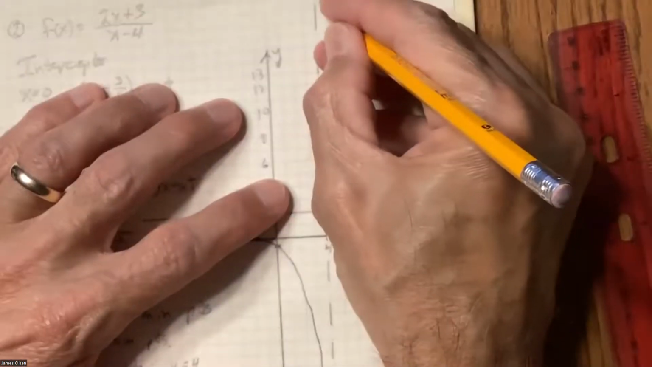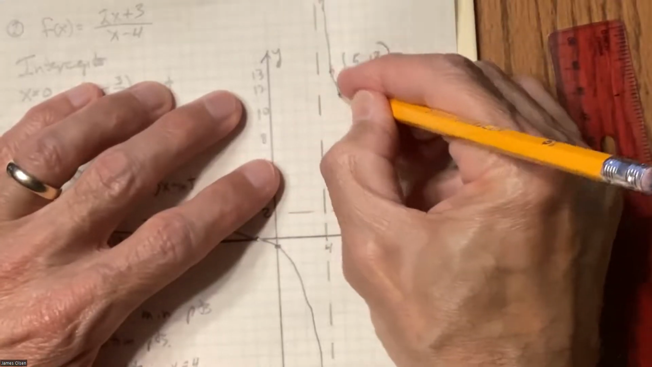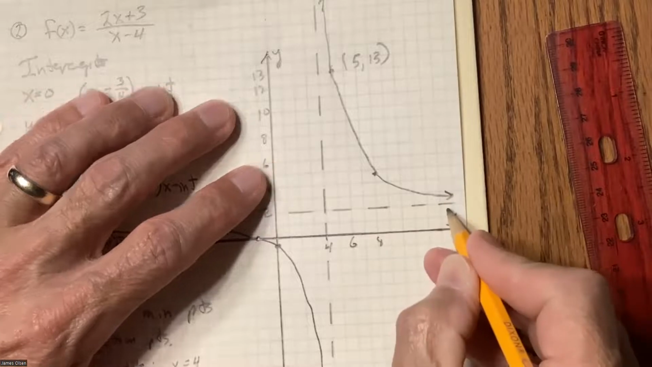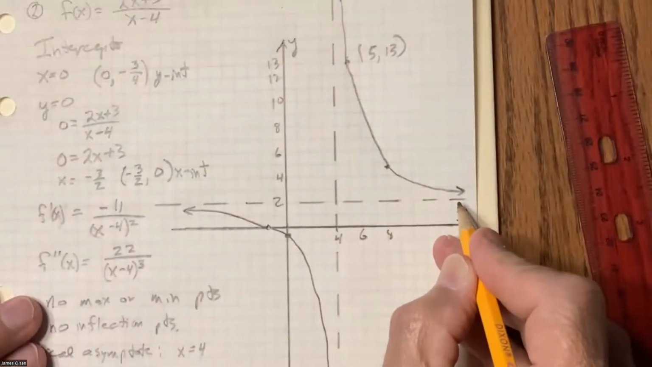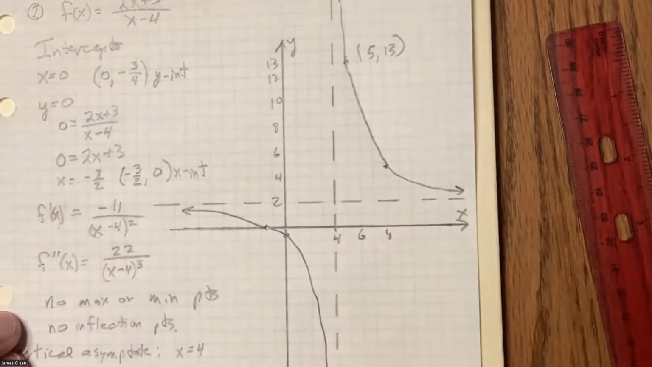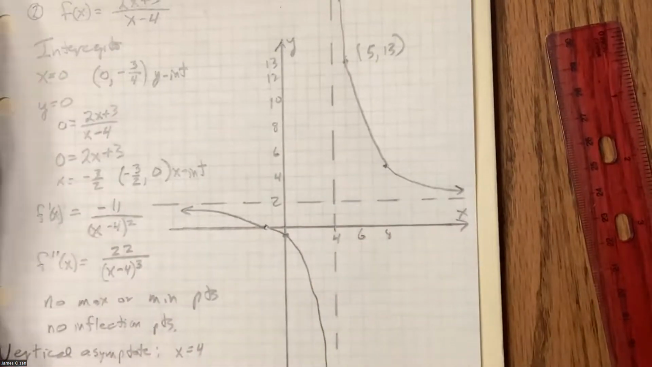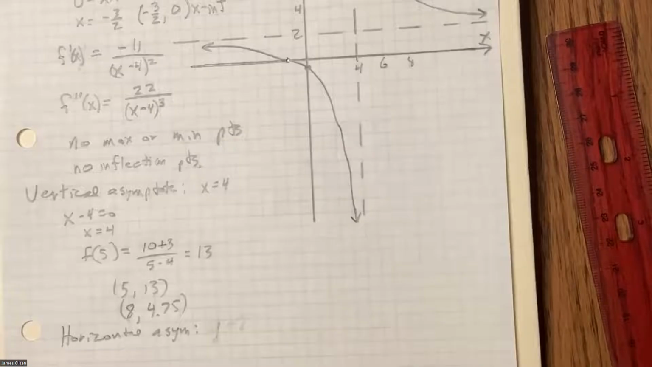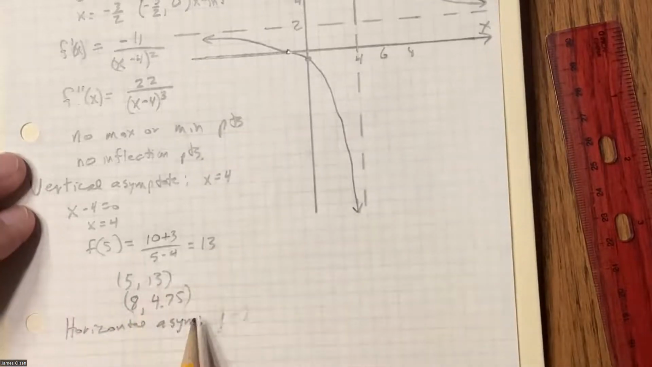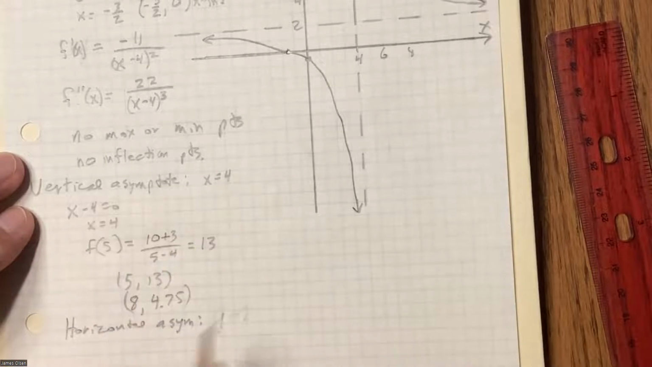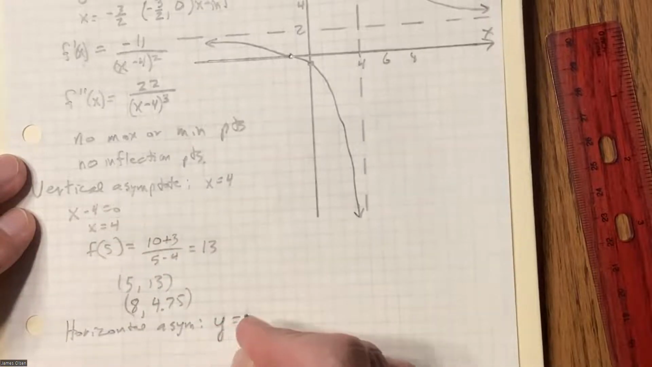So this gives me enough to finish my graph. This is getting closer and closer to this horizontal asymptote of y equals 2. So let's write that on our paper. We have a vertical asymptote of x equals 4 and a horizontal asymptote of y equals 2.